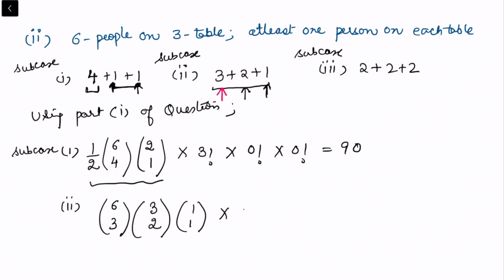So for this we have 2 factorial. This 2 goes on the round table, so 2 minus 1, so we get 1 factorial. And of course for this one we get 0 factorial, so we get 120 ways.